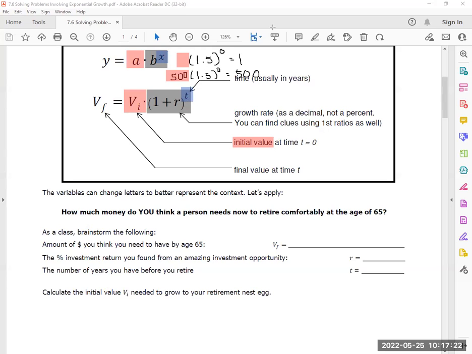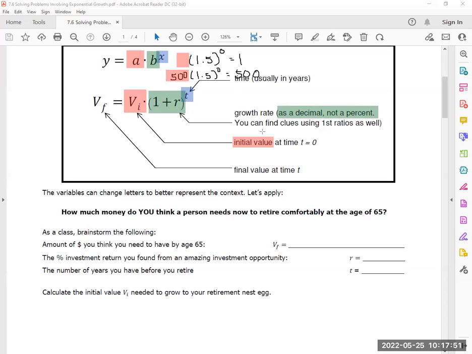Lastly, when we talk about growth, and this is the most crucial part, our base is usually going to be talked about in terms of percents. You need to make sure it's not a percent, but write it as a decimal. So I'll demonstrate it in the next example.